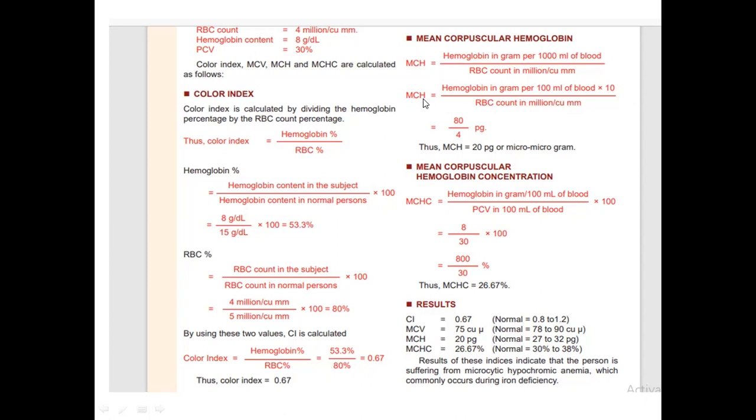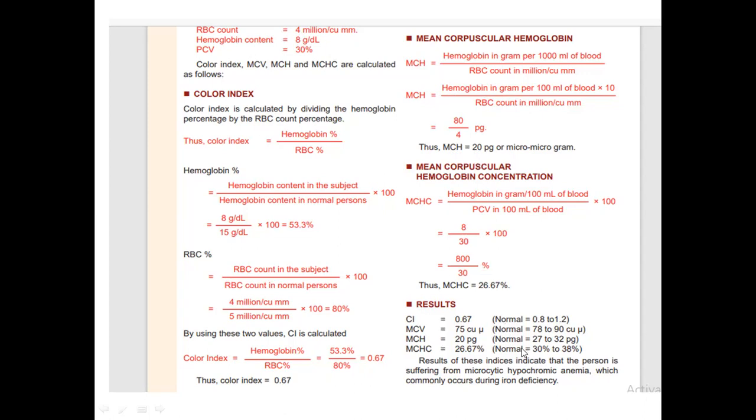Mean corpuscular hemoglobin will be hemoglobin, which we said is 8, right? Times 10, which will give us 80. And then red blood cell count, we said in this patient is 4 million. That will give us 80/4, which is 20 picogram. So the mean corpuscular hemoglobin for this patient is 20 picogram.